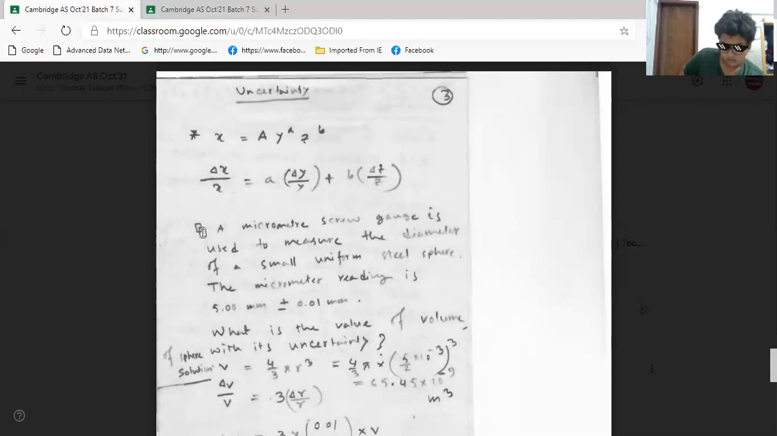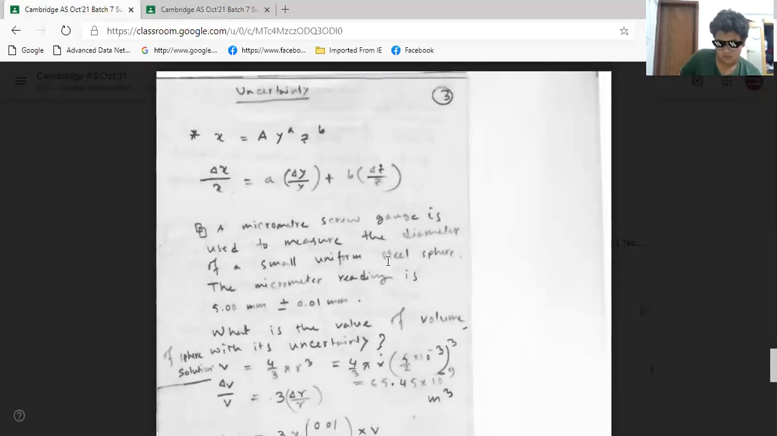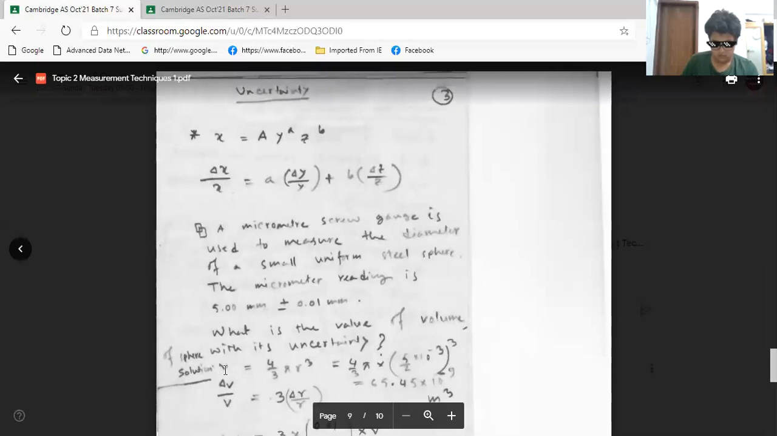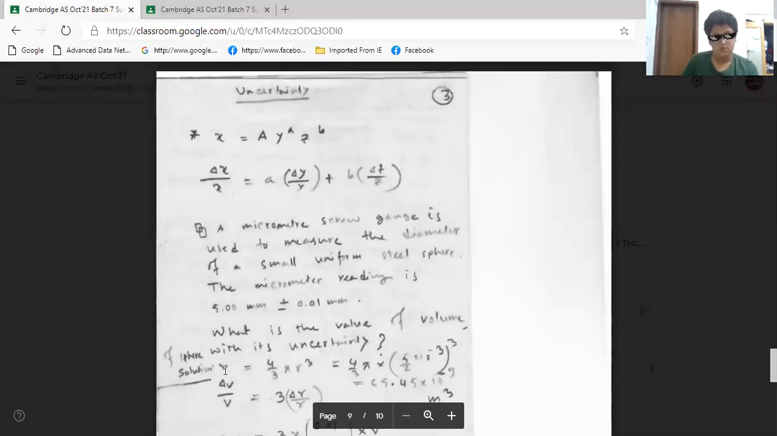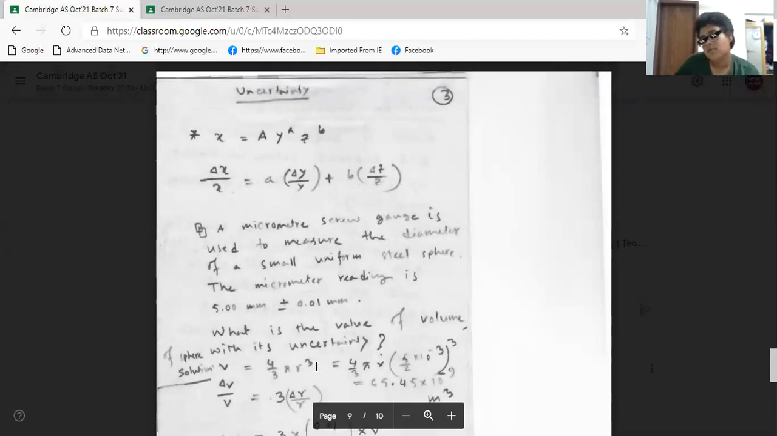Look here. We got the diameter of the small uniform steel sphere. We got the diameter only. Now we are asked to find the volume of it with its uncertainty. Now, how to calculate the volume of a sphere, you know, right? The formula of the volume of a sphere is 4 by 3 pi r cube, isn't it?